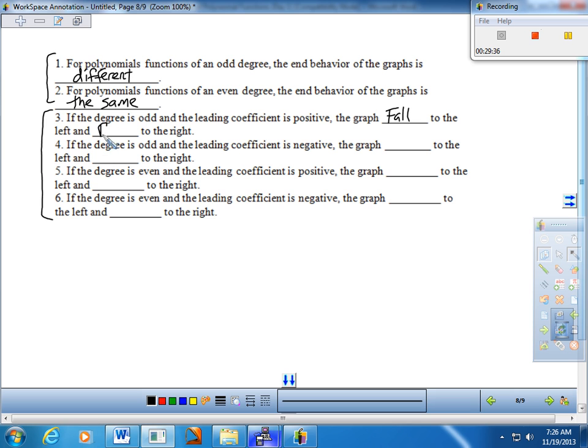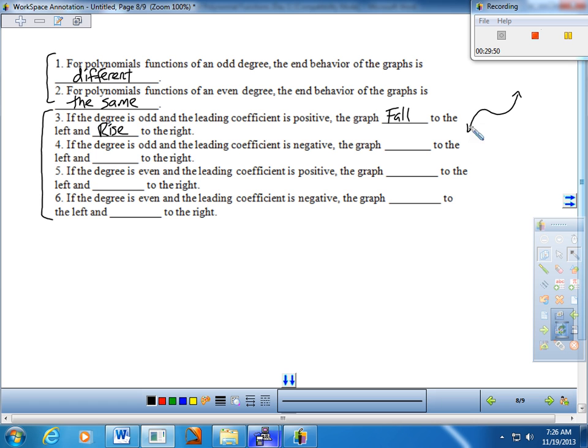Fall to the left, rise to the right. The way I think of this, everybody, if it's odd and positive leading coefficient, I always think of it as increasing. We always read a graph left to right. Do you see this would be an increasing graph overall, even though it's got intervals where it's decreasing? On the whole, it's increasing. So positive, it's going upward as we go left to right.